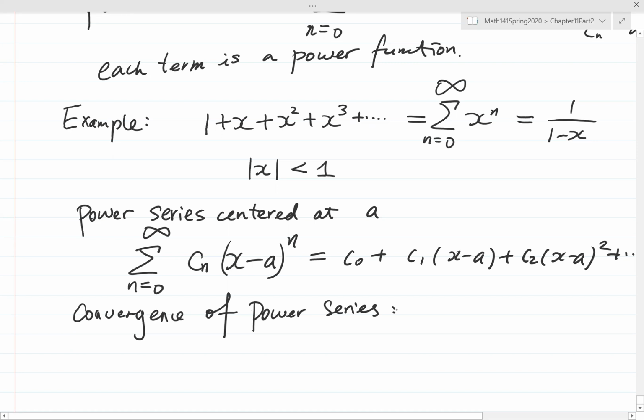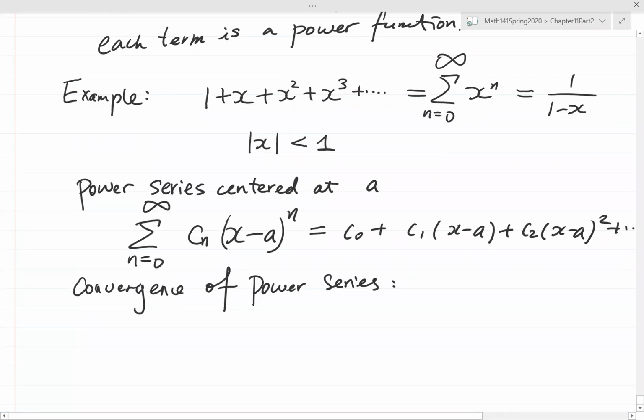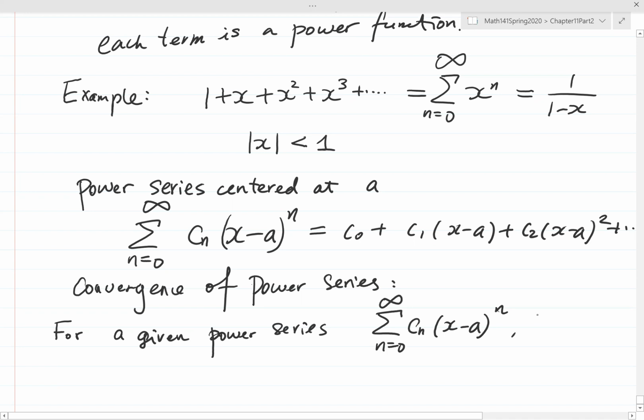Now, actually, we do the following. There are only three cases. There are only three possibilities for power series. Given a power series, the sum of Cn (x minus a)^n centered at a, from n equals 0 to infinity, there are only three possibilities.